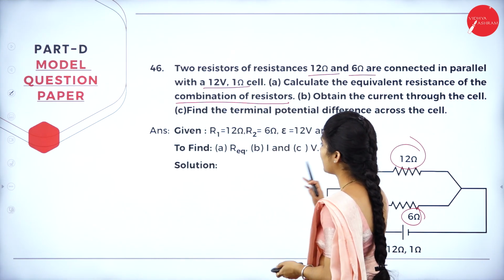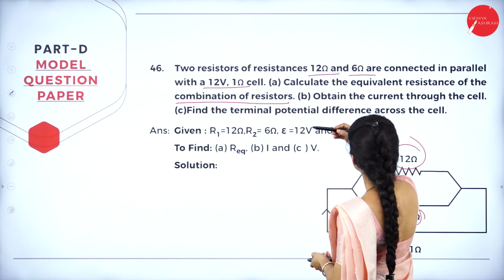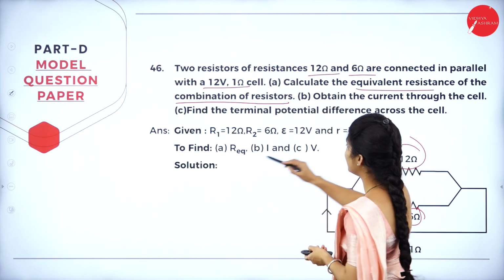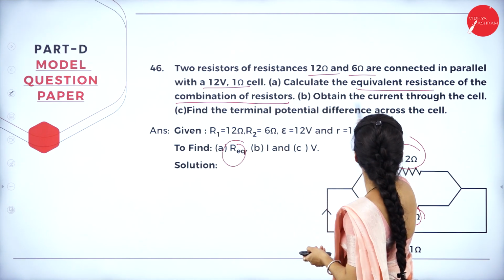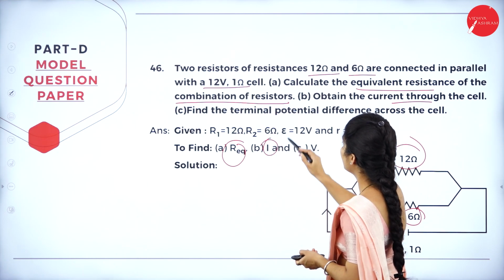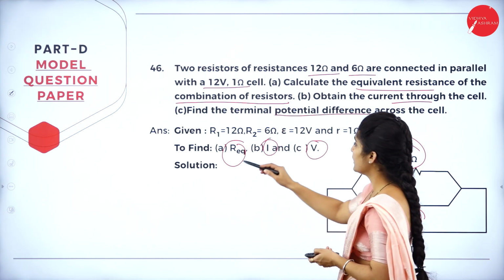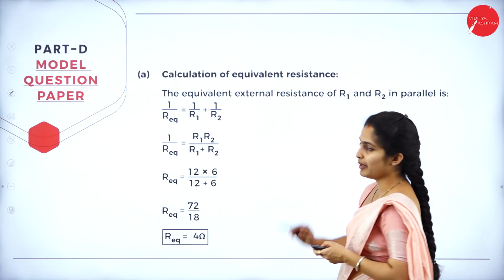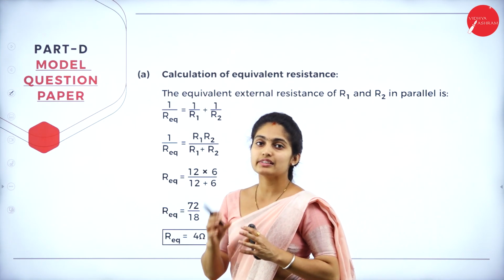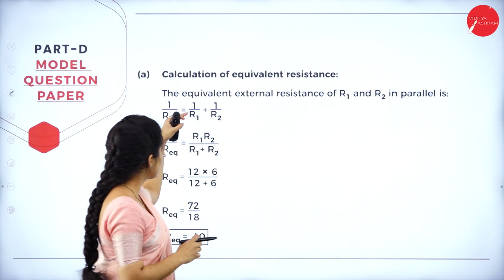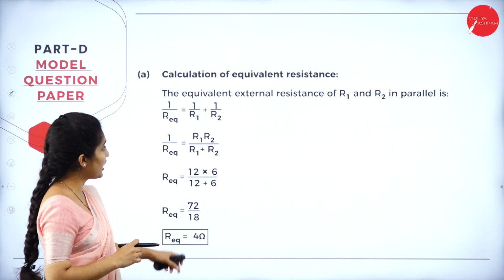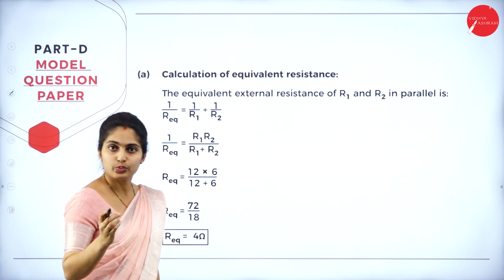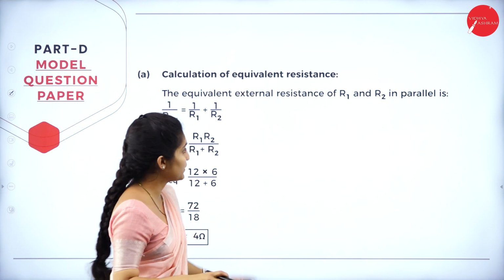All these concepts will have to be put together, and then you will have to calculate the equivalent resistance, the current through the cell, that is I, and the potential difference, that is V. The solution turns out in this manner: having the parallel set of resistor connections, you get an equation. You will have to equate it. So part A of that question is done.